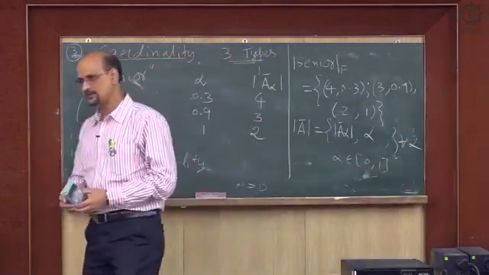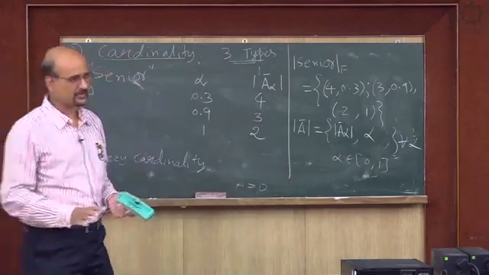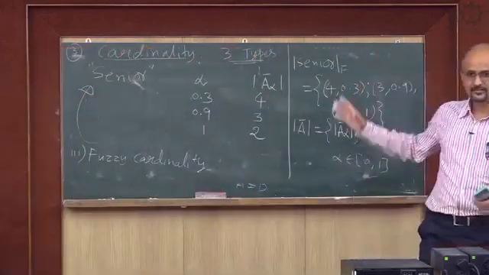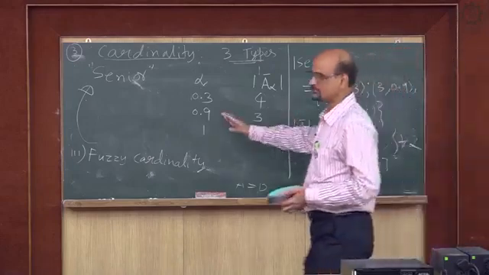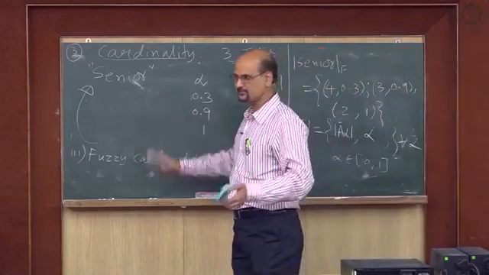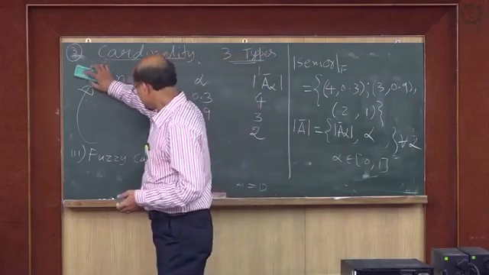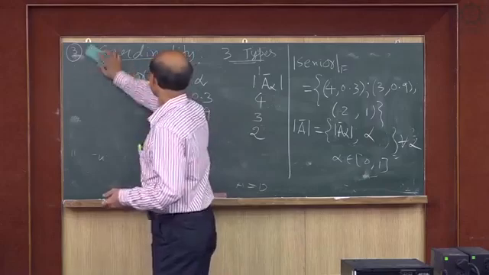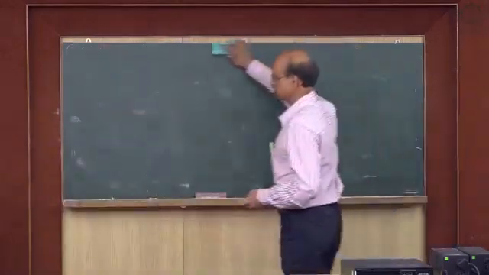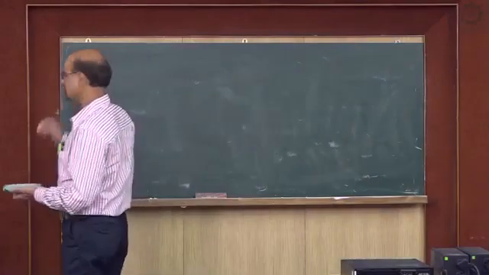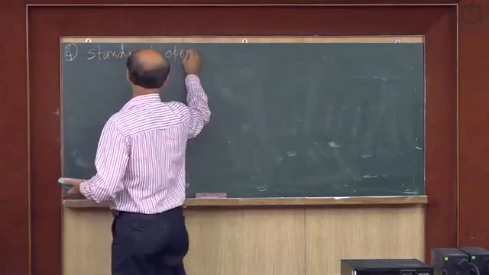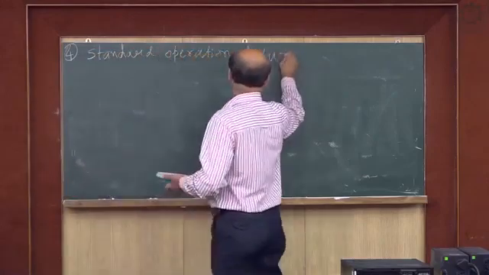So we had 3 types of cardinality: scalar cardinality, then relative cardinality and fuzzy cardinality. Very simple. Okay? Now comes the important thing, that is the standard operations of fuzzy sets.